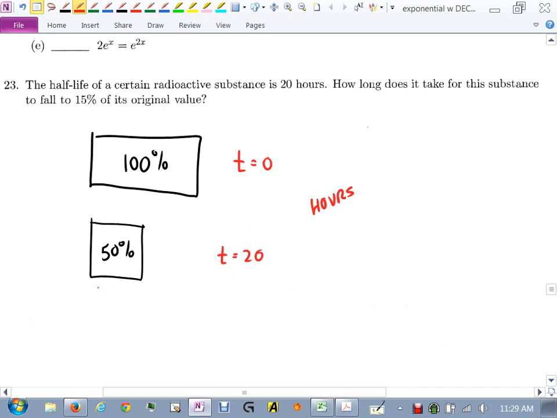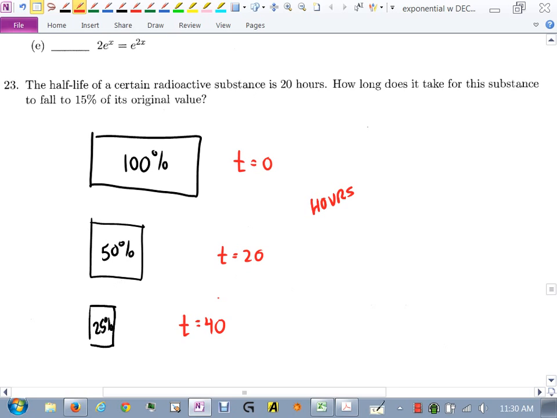And then again, it would decay again. Half of it would be there, right? 25%. Half of 50 is 25. And that would be T is what? 40. What we want to know is when will 15% of it be there? Understand? I can tell you that 40 hours later, 25% is there, but when exactly will 15% be there?